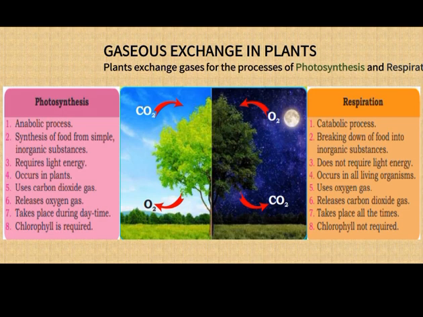We all know that photosynthesis is an anabolic process, meaning it is a synthetic process. It is the synthesis of food from simple inorganic substances and requires light energy. That's why it occurs at daytime. It occurs in plants, uses carbon dioxide, releases oxygen gas, takes place during daytime, and chlorophyll is required.